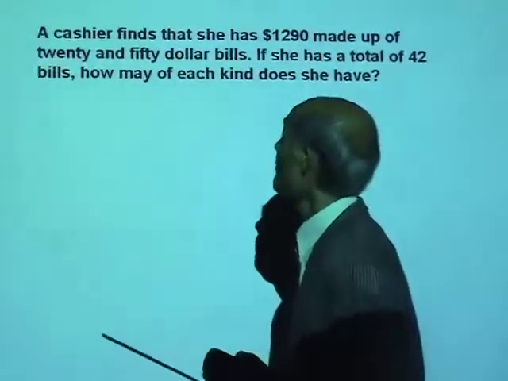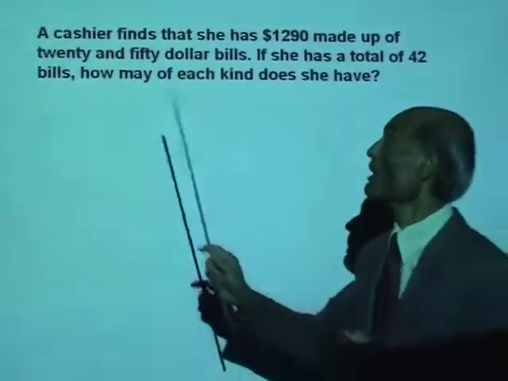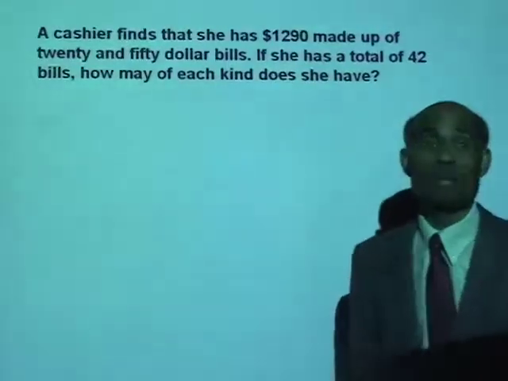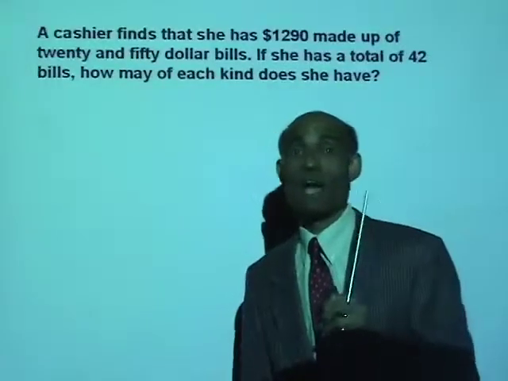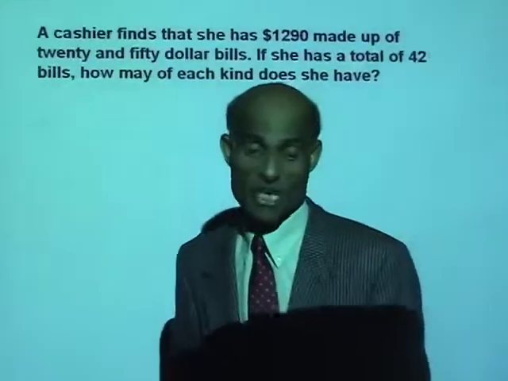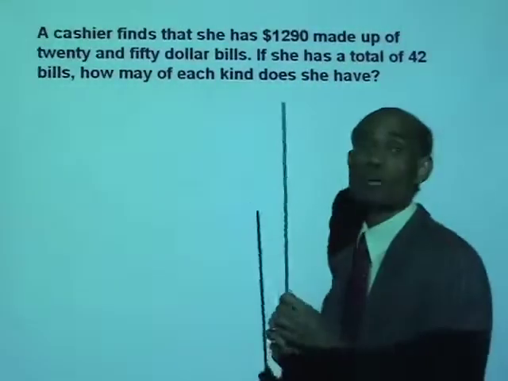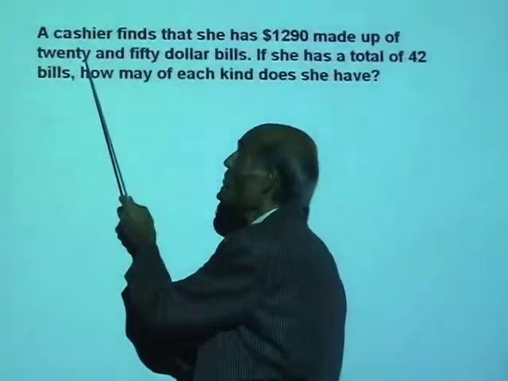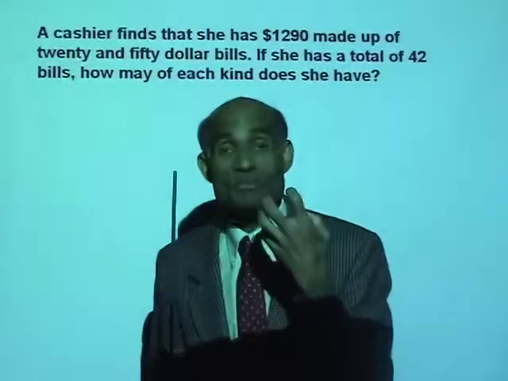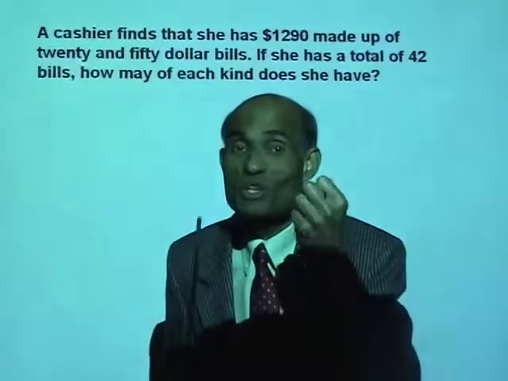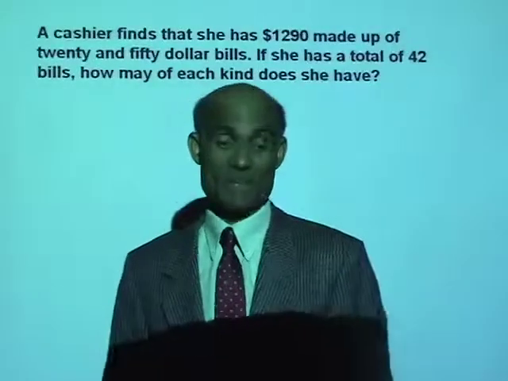Alright, another problem. A cashier finds that she has $1,290 made up of $20 and $50 bills. If she has a total of 42 bills, how many of each kind does she have? In other words, she has a total of 42 bills made up of some $20 bills and some $50 bills. The question we want to answer is, how many $20 bills does she have and how many $50 bills does she have? Now, how do we start this?